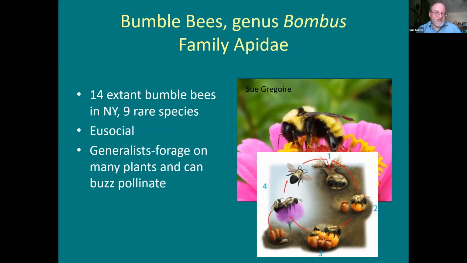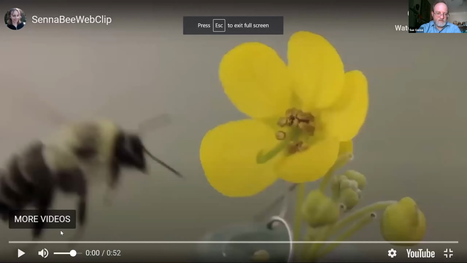Bumblebees are eusocial, and they're generalists, as Sue said. So they forage on many plants, and they buzz pollinate, as Sue talked about. And not that I wasn't paying rapt attention, but while she was talking, I also found this video of buzz pollination.